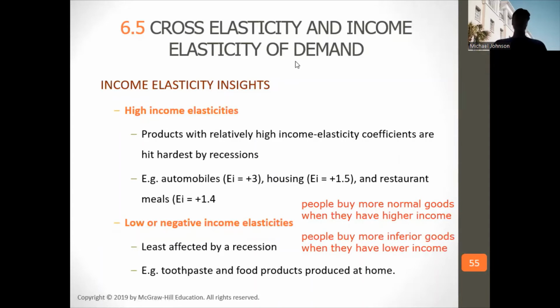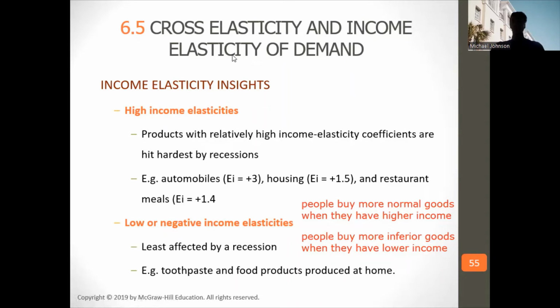So people with relatively high income elasticity coefficients are hit hardest by recessions. Automobile industries, housing, and restaurant meals are hit hardest by recessions. And you saw that with COVID-19: a lot of restaurants went out of business. Housing, the amount of houses sold has reduced significantly. They anticipate a 25% housing sales reduction in 2023, so there will be 25% fewer houses sold in 2023, based on forecasts.